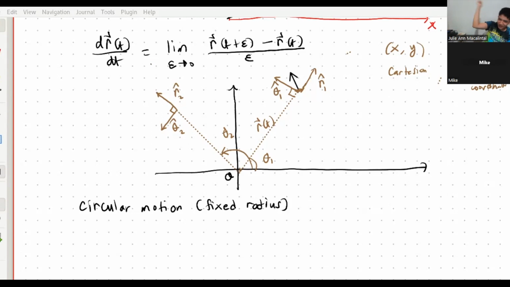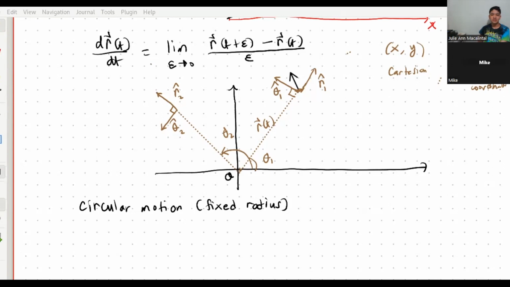Ito po yung parang ginaganon na slingshot. Yung kay David po. Ganun ba po parang ganun? Kung sa description ng slingshot ni David, lalabas yung mga ganyang vectors. Ang gusto natin kasi malaman yung component na radial and tangential to the circle.